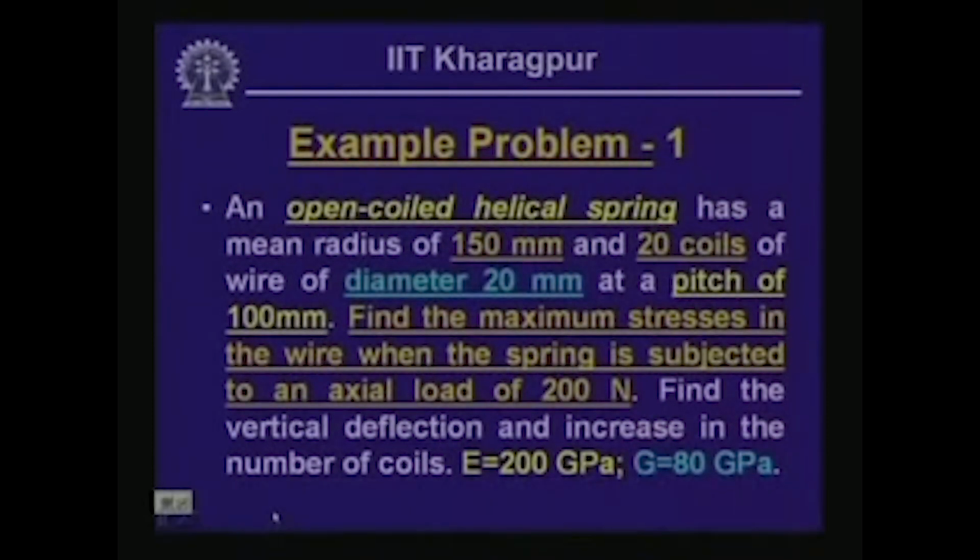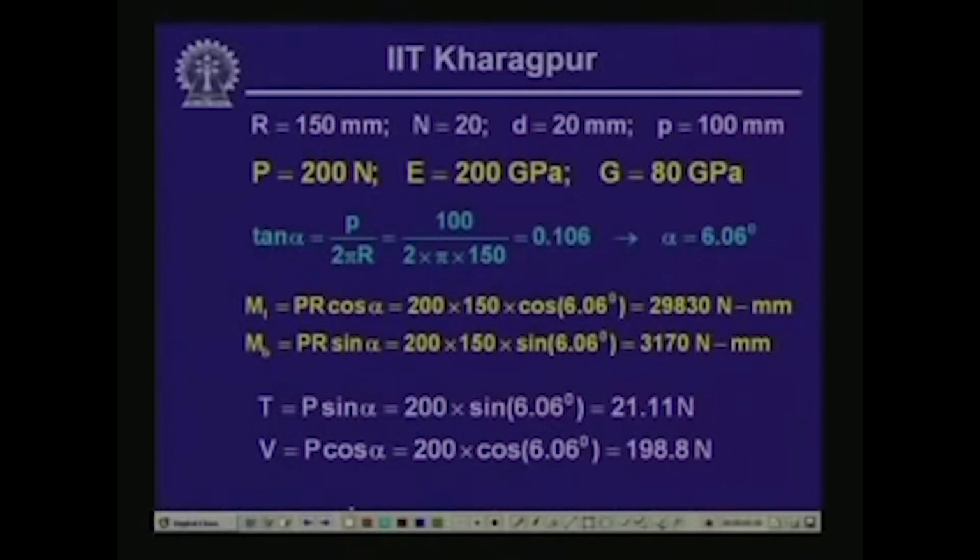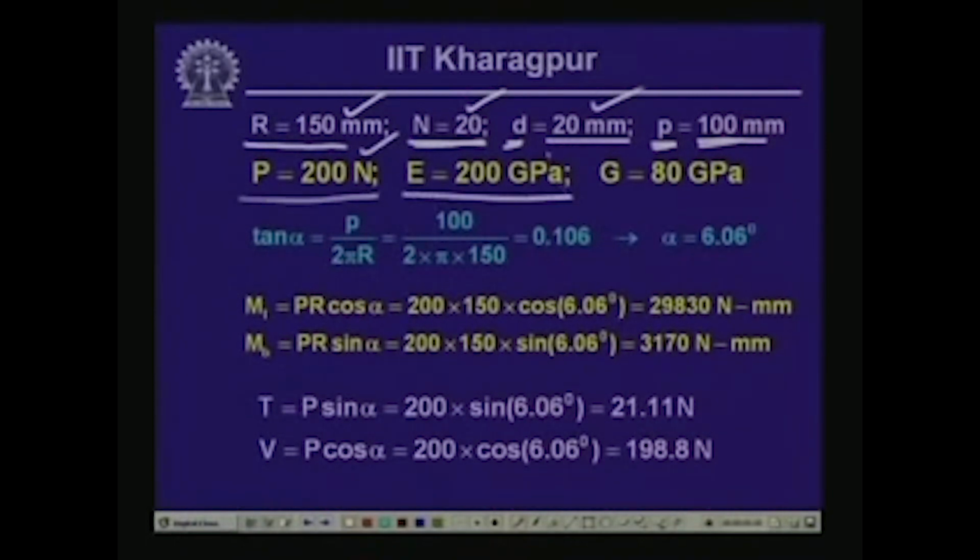Now, let us look into what the values given are and how we compute the rest of the stresses. The values given are capital R as 150 millimeter, number of coils N is 20, the D, the diameter of the wire, is 20 millimeter, and the pitch of the helix is 100 millimeter. Capital P, the load which is acting, is 200 Newton, value of E is 200 GPa and G is 80 GPa.